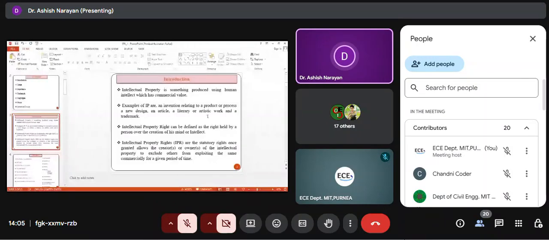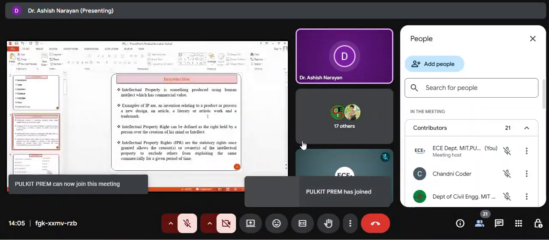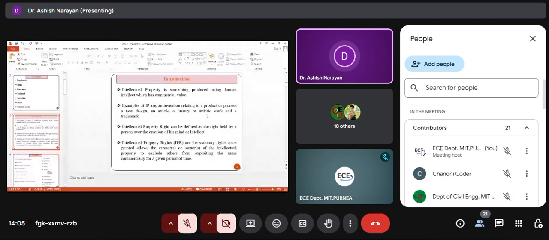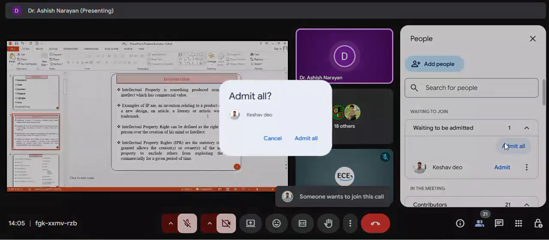Claim on other person why they are using the same thing. So first of all, this thing you have to patent or copyright and trademark. So during this, we have to introduce the intellectual property right: something produced using human intellect with commercial value.